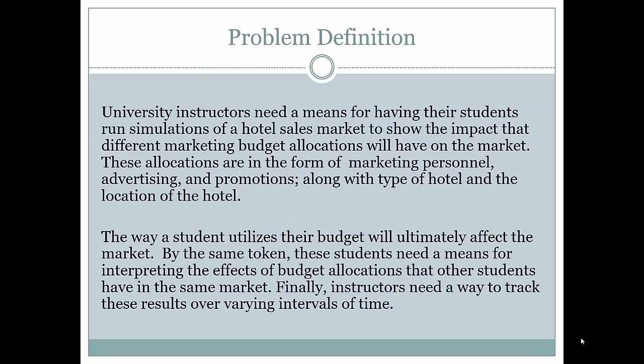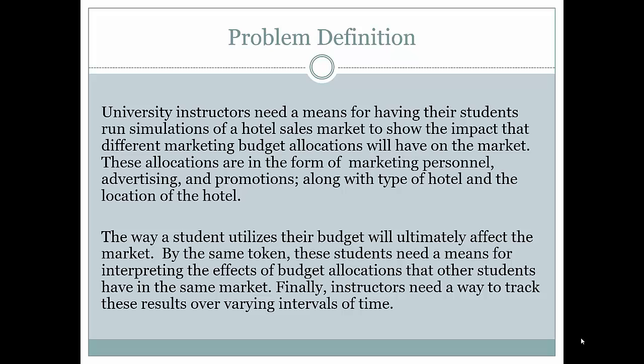Problem definition. University instructors need a means for having their students run simulations of a hotel sales market to show the impact that different marketing budget allocations will have on that market. These allocations are in the form of marketing personnel, advertising, and promotions, along with the type of hotel and the location of the hotel chosen. The way a student utilizes their budget will ultimately affect the market.